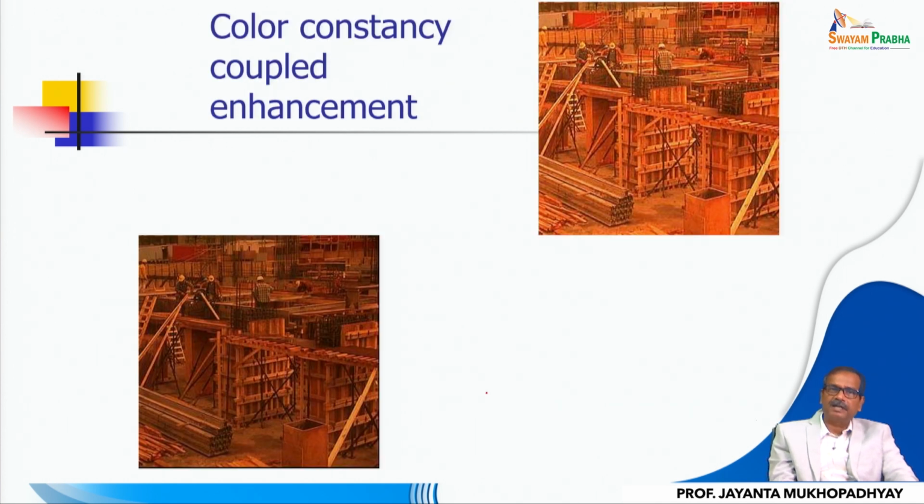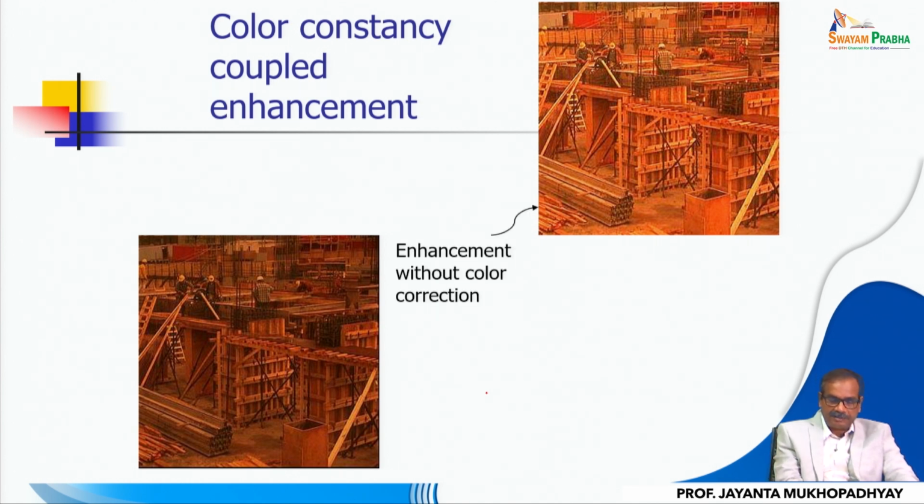Now if I perform color constancy coupled with enhancement, then you can get some interesting results. If I consider simple enhancement of this image without any color correction, you can see this is the effect. You can see this region where there is a red box. This red box is slightly enhanced in this image. Similarly, the colors of the others also look a little brighter, but not much of a difference you may observe.